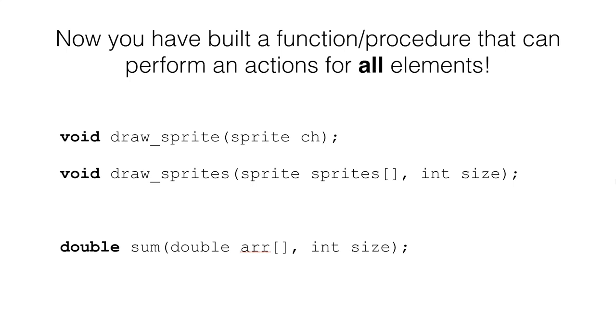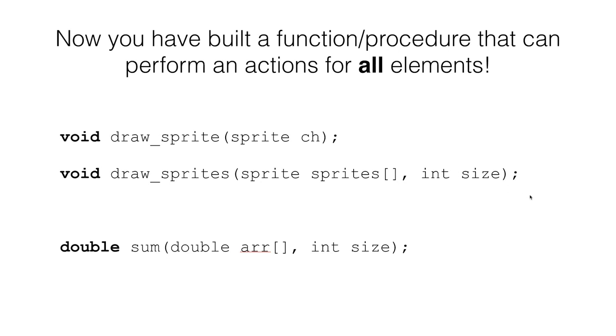The great thing is, once you've created these functions or procedures, then you have got something that you can use to perform an action for all elements. So if draw sprite draws one sprite, then draw sprites could be passed an array of sprites and the number of sprites in that array. This is one of the challenges with standard C and C++, is that the array itself doesn't remember its size. So you've always got to pass around the array and its size.